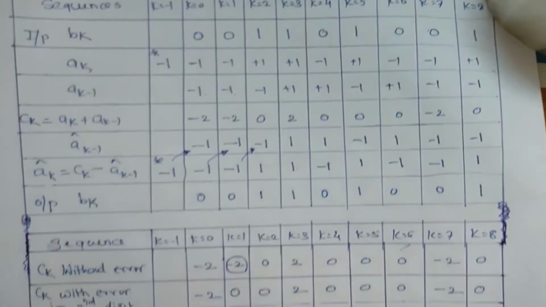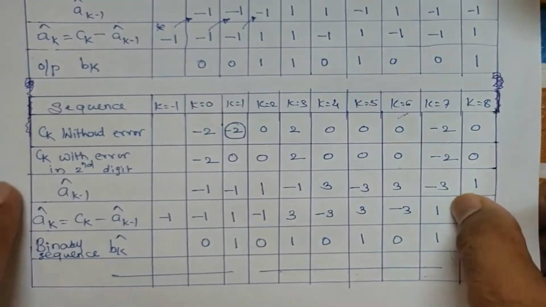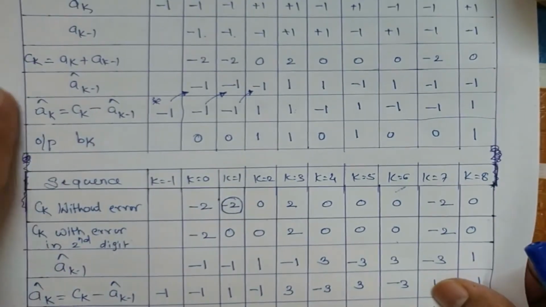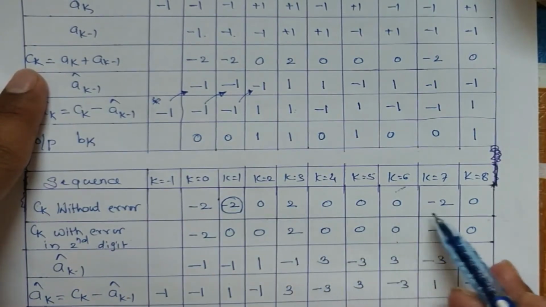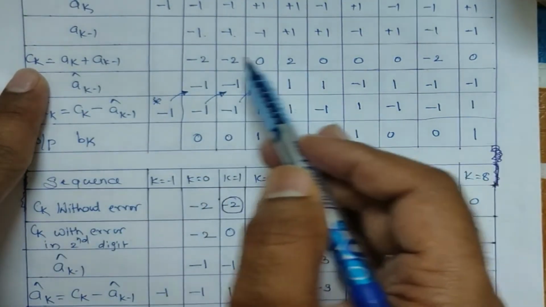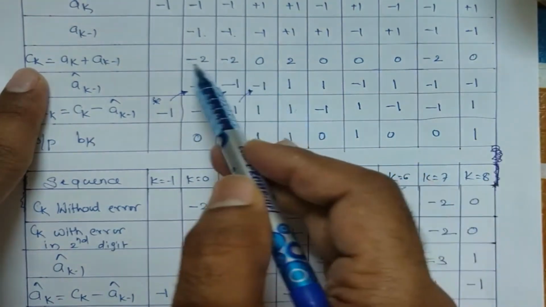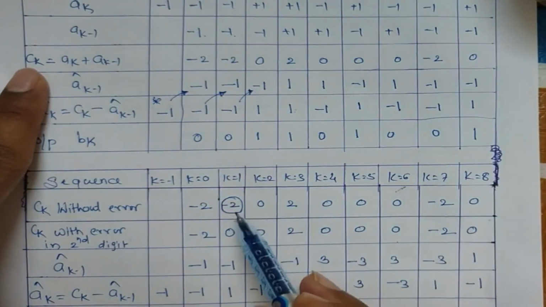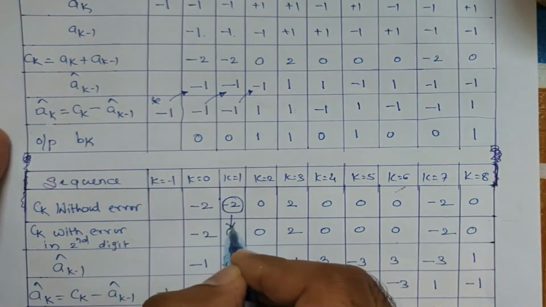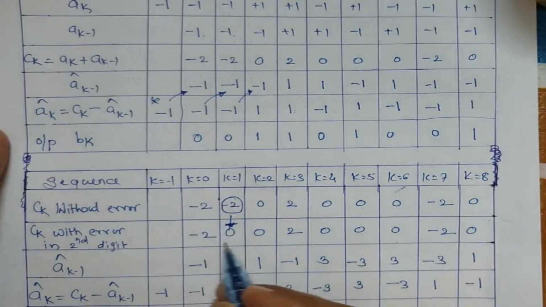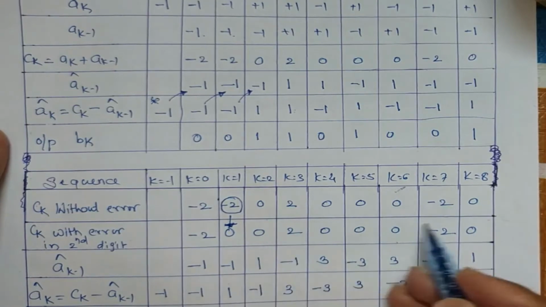The same thing we can see here with the error we have introduced in the second bit. I can first write the value of c_k as it is: -2 -2 0 2 0 0. Now this will be changed as compared to the previous one. The error is introduced in the second bit, so -2 I can write as 0; it is reduced to 0. So -2 0, and then the rest of the values as they are.